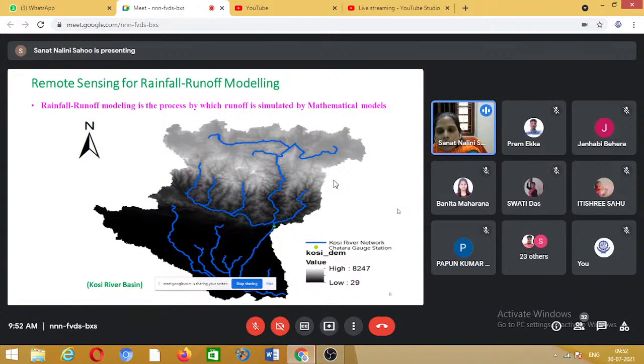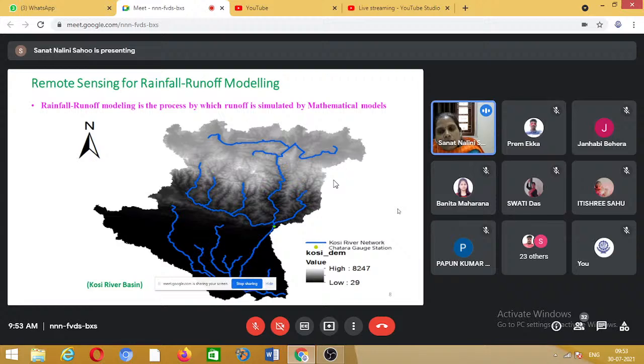Suppose at a particular location of a river, I want to know the expected volume of water coming to that point at any point of time. How can I do that? I can model it. The input being the rainfall, how this rainfall is going to convert into runoff, and how much stream flow I should get in that river stream. That is called a rainfall runoff model. And there are mathematical models by which we can predict this runoff.